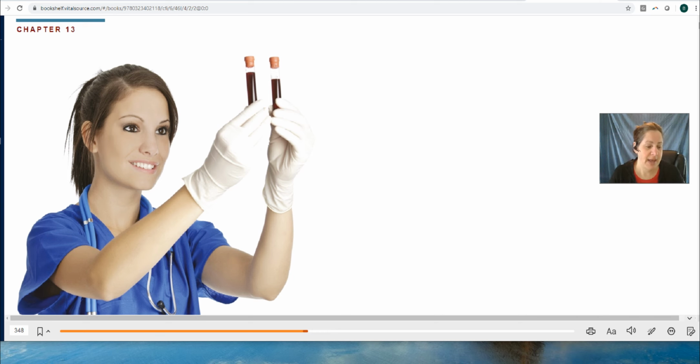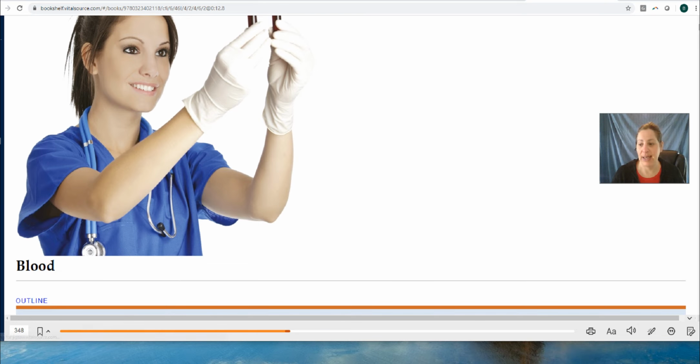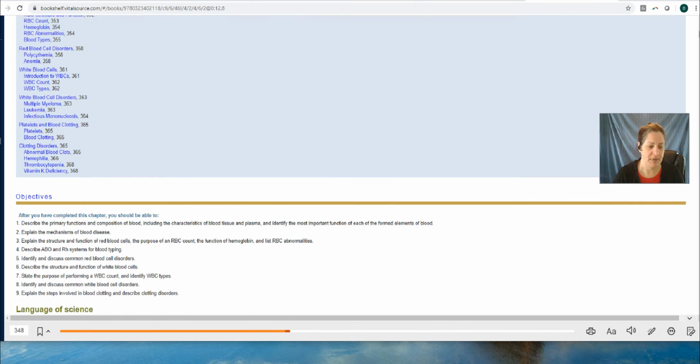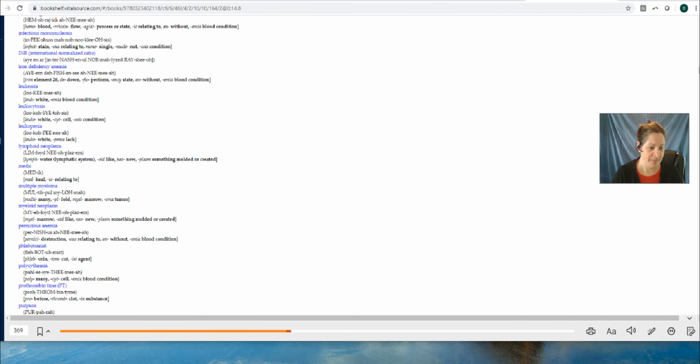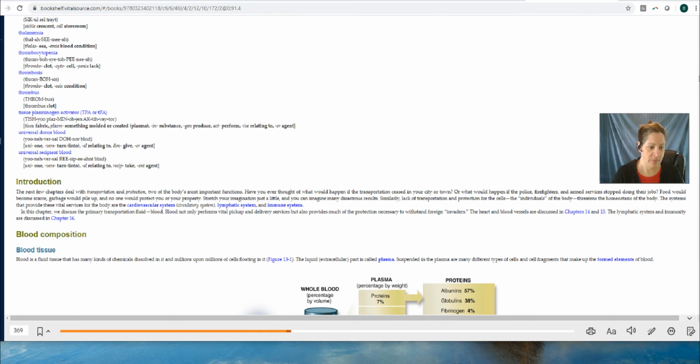Anatomy book, page 348, chapter 13, is the blood. So we're going to talk about what's in the blood, why they are in the blood, how it is made, and then, of course, diseases of the blood. Okay.